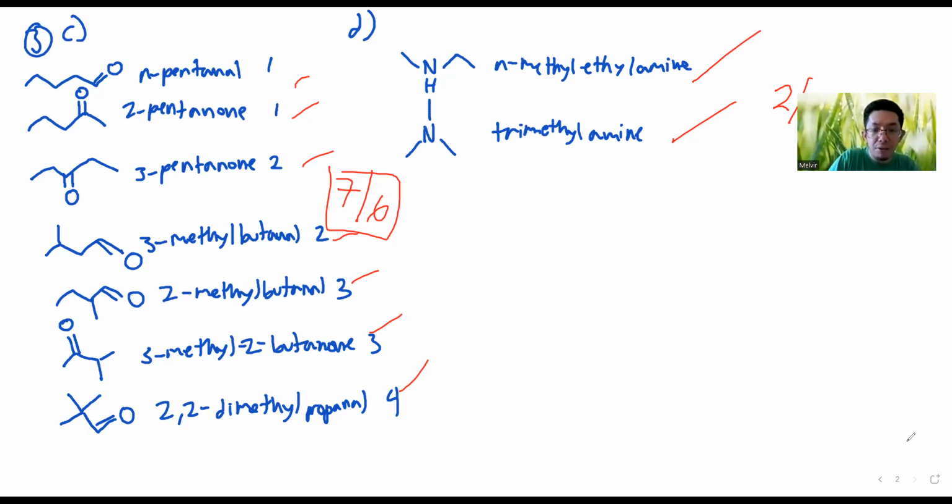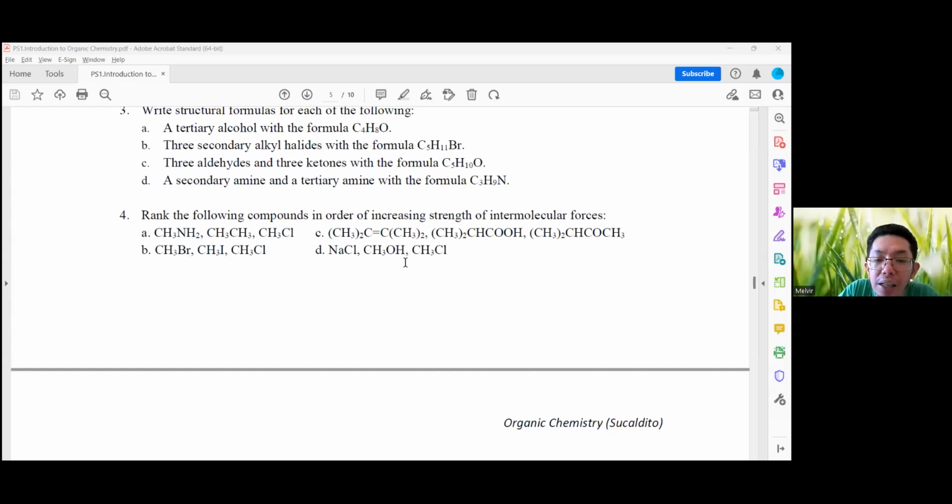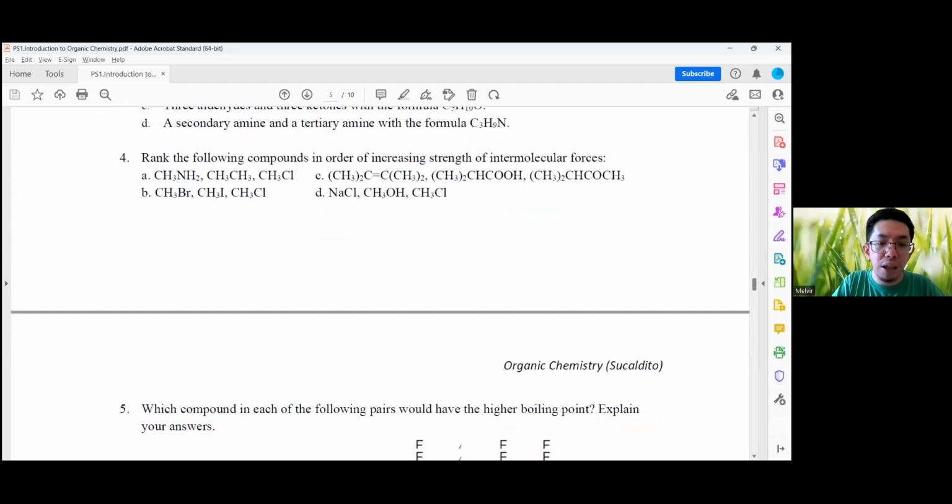Okay lang, ako naman ulit mag-share, Josh. So this time, sa number 4 naman, Josh, you need to rank lang, no? Rank the following compounds in order of increasing strength of IMFA. That's for number 4, no? So increasing, you start with the least or the weakest IMFA, then papunta sa strongest IMFA. Okay, that's A to D.